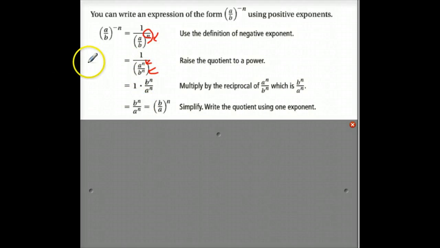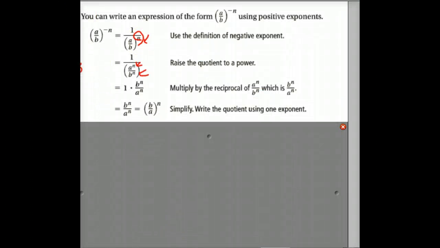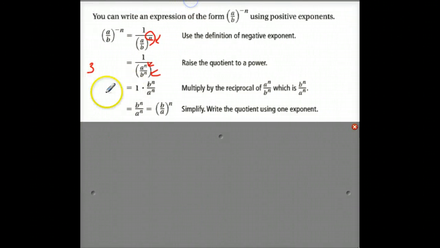Now, with fractions, if you have a fraction and it's being divided by another fraction, you can multiply the reciprocal of that fraction. The reciprocal is the numerator and denominator flipped. So a to the n over b to the n. 1 divided by that quotient is the same thing as 1 times the reciprocal. Notice they flipped the numerator and denominator. Now it's b to the n power over a to the n power.